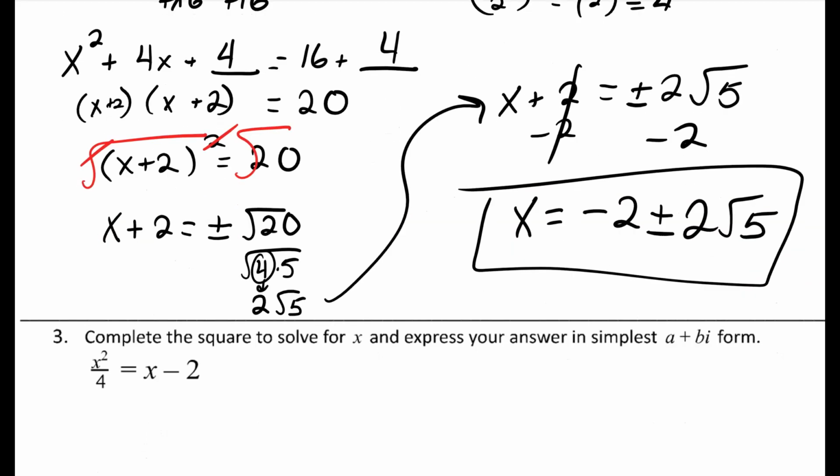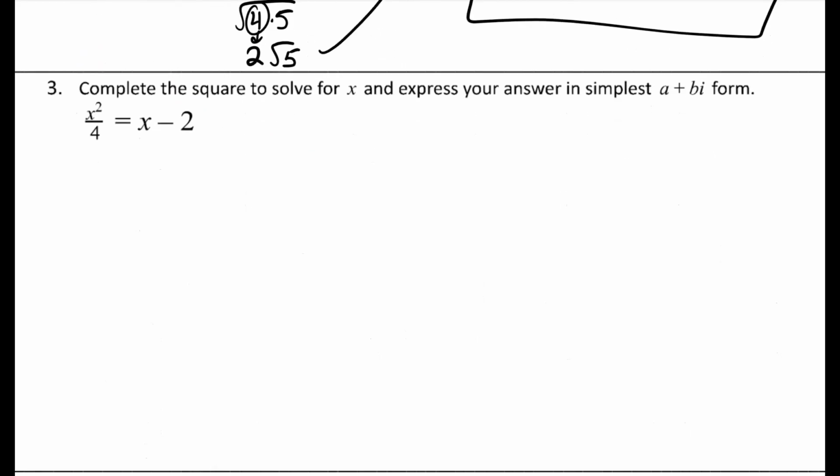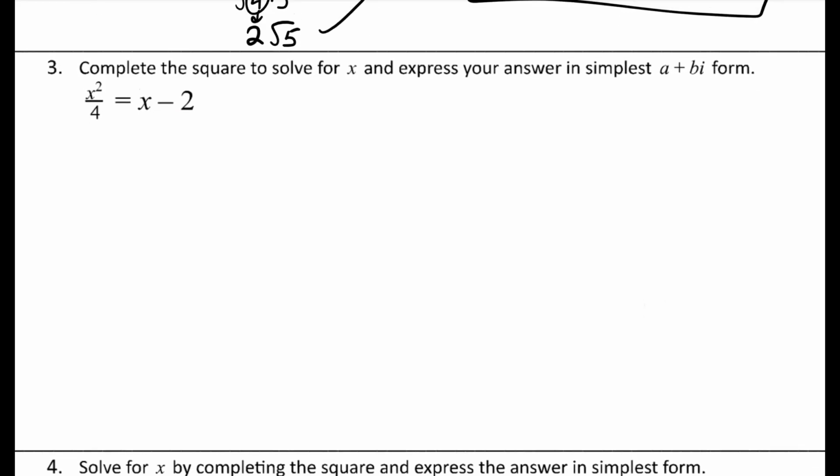Now for something like number 3, it's still a quadratic, and I could still solve it using completing the square, but there's this issue of this division by 4 here. So I'm not a big fan of working with fractions in any of my equations, so there's a trick I can do to fix that. If I multiply everything in this equation by 4, watch what happens.